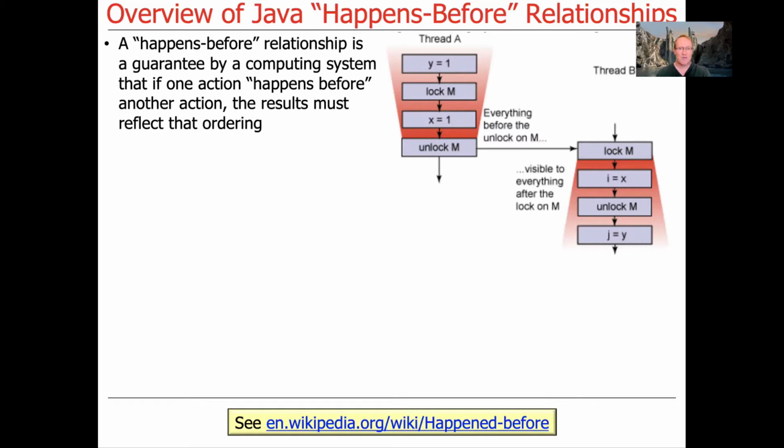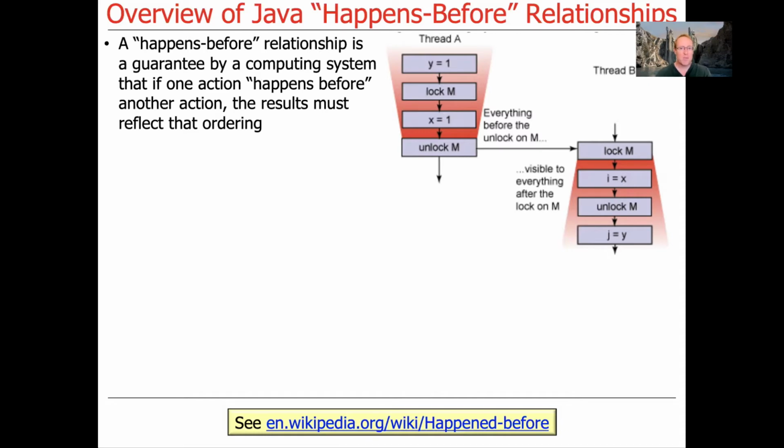And you can see here's a very simple example that we'll explore in more detail momentarily, where we have two threads, thread A and thread B. And as you can see, thread A sets the value in some field Y to 1. It acquires a lock. It sets the value X to 1, and then it unlocks the lock.